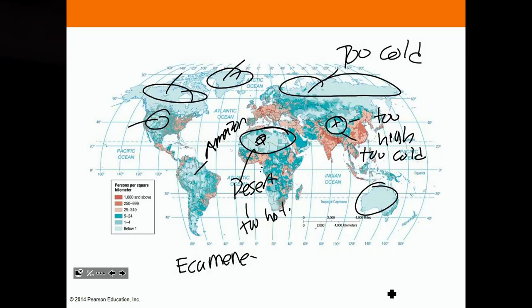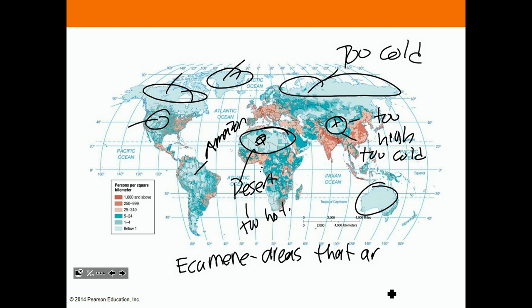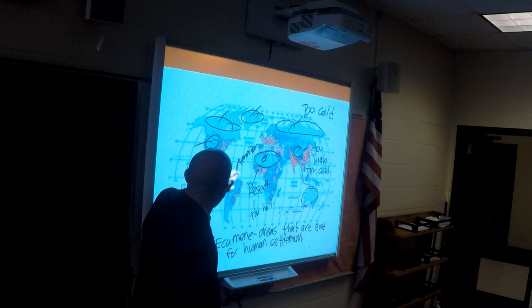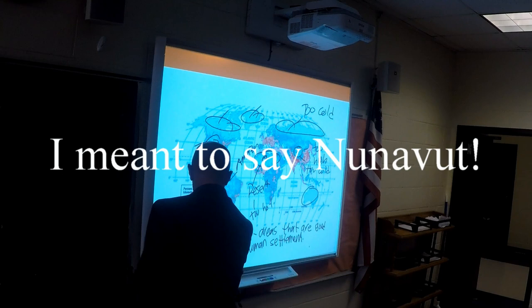Areas that are good for human settlement. Okay, so areas that are not ecumen would be examples like the Sahara Desert or the Amazon River Basin or the Alberta province of Canada. Any of those would be really good examples of that.